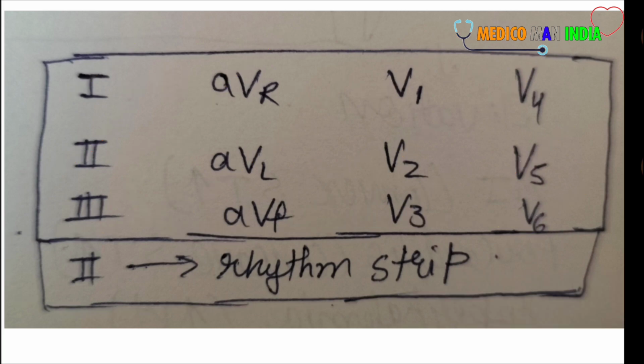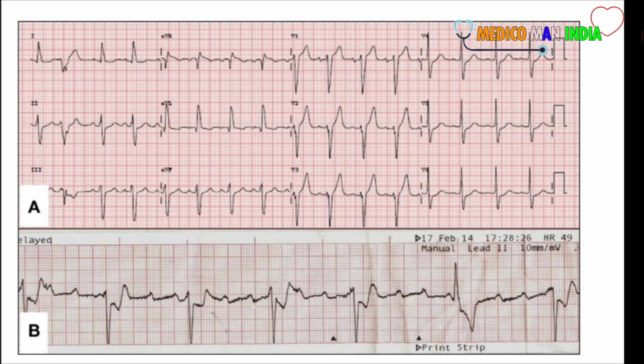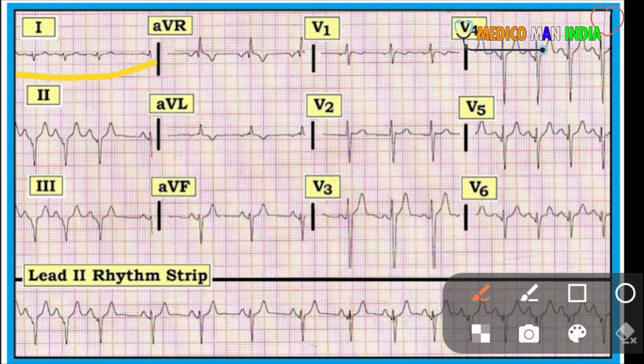Understand? Every time the ECG paper will be in lead 1, 2, 3, AVR, AVL, AVF, V1, V2, V3, V4, V5, V6. The downside strip will be the rhythm strip. This is the same. Okay, let me show one more picture. See, here is lead 1, here is lead 2, here is lead 3, AVR, AVL, AVF, V1, V2, V3, V4, V5, V6.